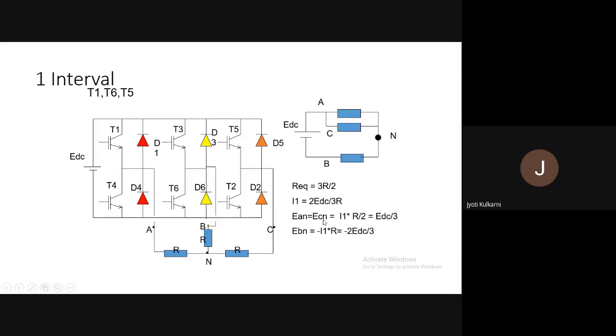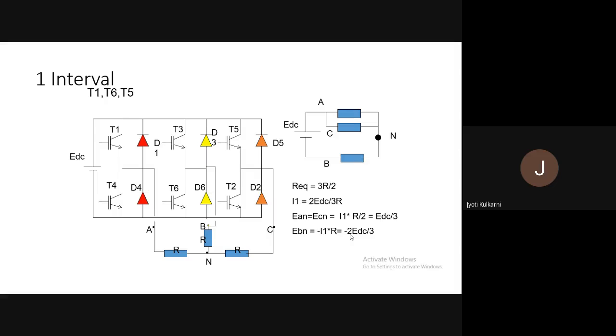So EAN and ECN. What is my third voltage? EBN. EBN is connected in such a way that I am calling it BN. When I am calling BN, current is supposed to flow from B to N, but current is flowing from N to B. It means supply current is negative for my BN voltage. So I am taking minus I1, because I am calling the name BN, but current is actually flowing from N to B. So the current here is negative into the resistance of that branch. What is the resistance of this branch? R. So I1 into R. What is the magnitude? Minus 2 EDC by 3. Okay, so this way you can calculate for all intervals.